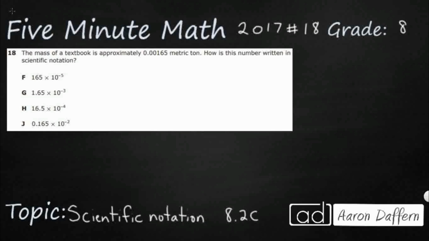So we have the mass of a textbook, and it's very tiny. We've got a metric ton, which we don't use to measure mass, but it's 0.00165. So how is this number written in scientific notation? You notice we're going to get our 165. That's going to show up in all of our answer choices. But the question is, how do we write it properly? So let's first take a look to see what this number is.